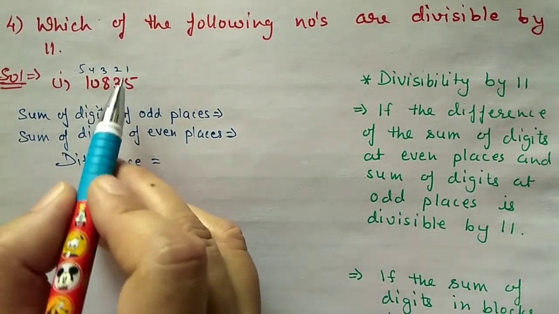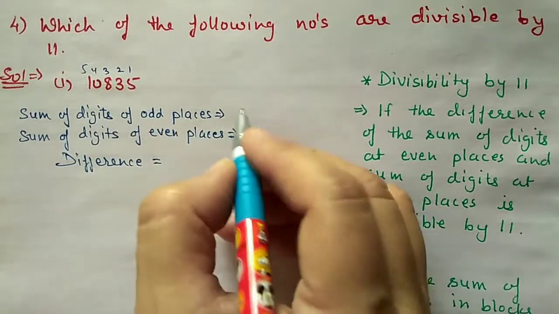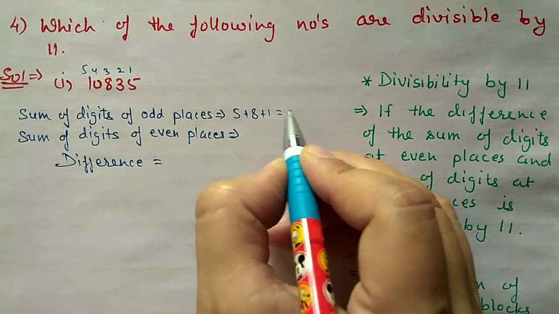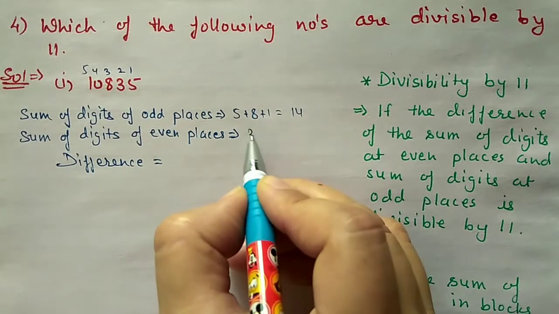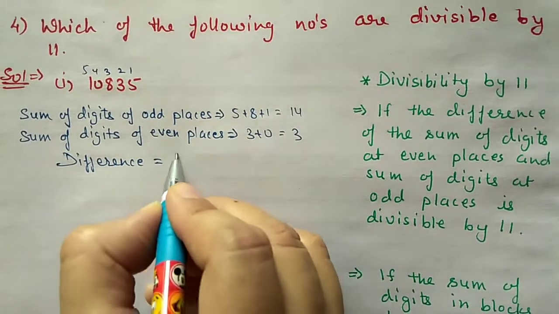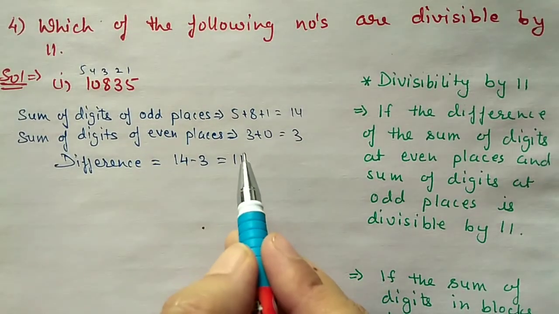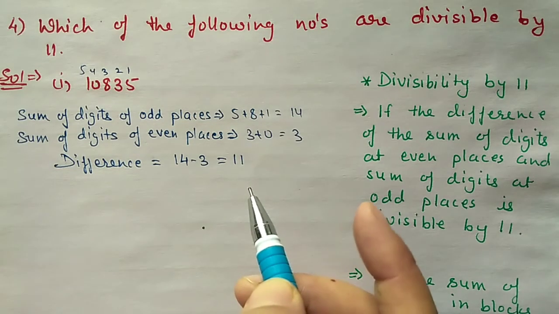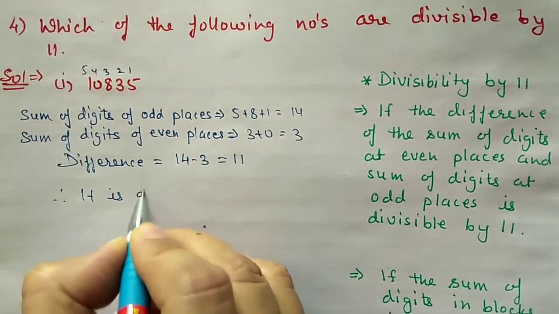First we add all the odd places: 1, 3 and 5 means 5, 8 and 1. 5 plus 8 plus 1 is equal to 14. Then the even places, 2 and 4: 3 plus 0, which is equal to 3. Now we take the difference between these two. 14 minus 3 is equal to 11. If we get 0 or any multiple of 11, then it is divisible by 11. So we can write, therefore it is divisible by 11.